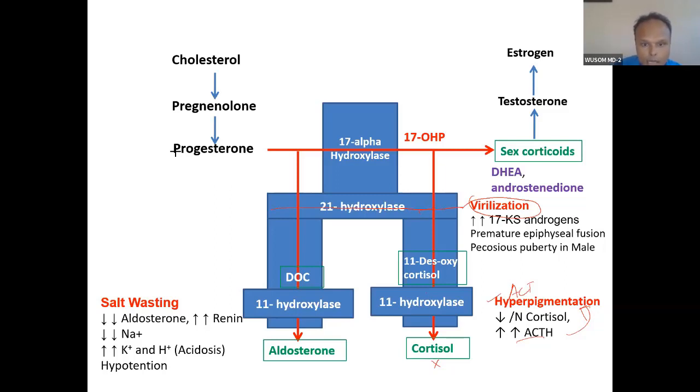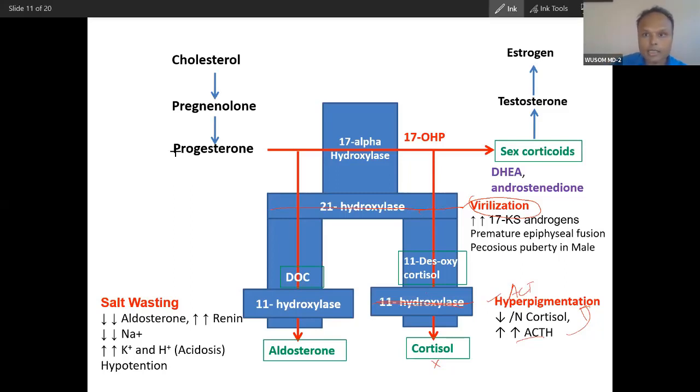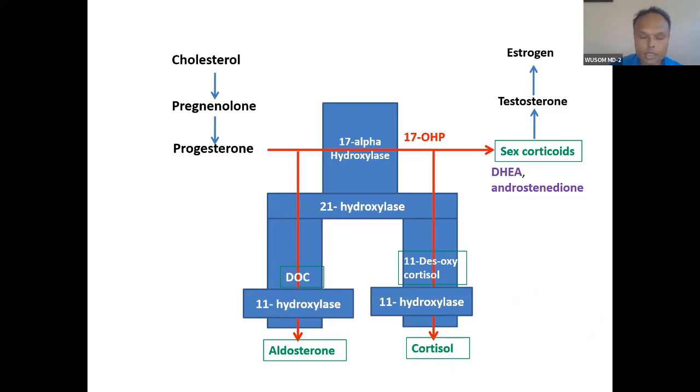When this is low, there are 2 types of 11 hydroxylase. See, this 11 hydroxylase is deficient. These are 2 different types of 11 hydroxylase. So if there is a blockade here, what will there be? Just tell me what will be there. If you block here, what will be there? Let's take it as an exercise. Tell me, if you block here, what will happen?